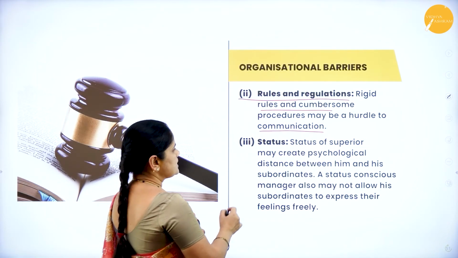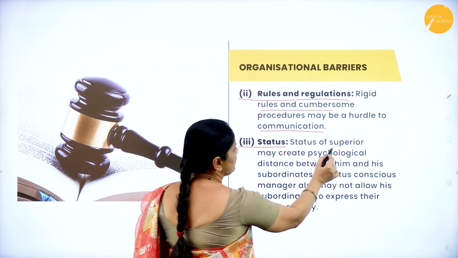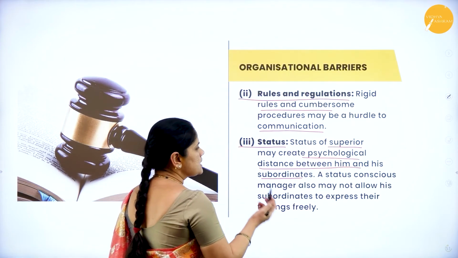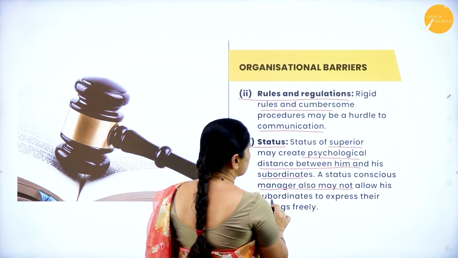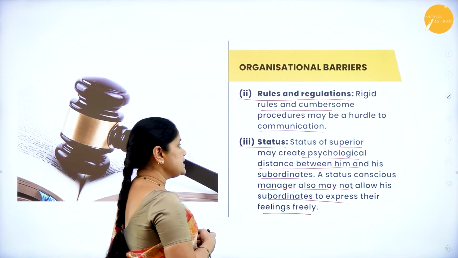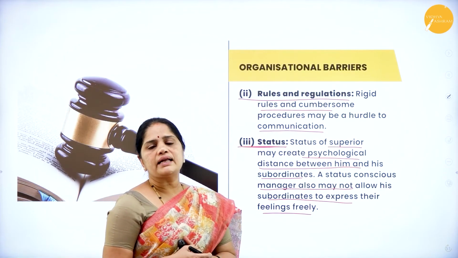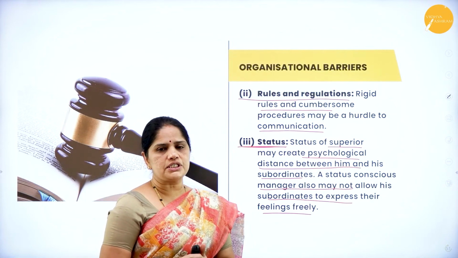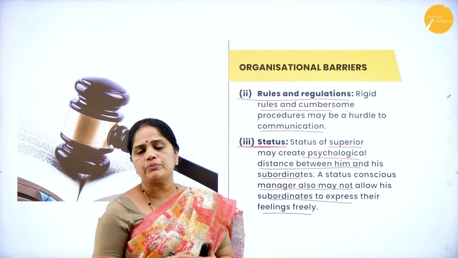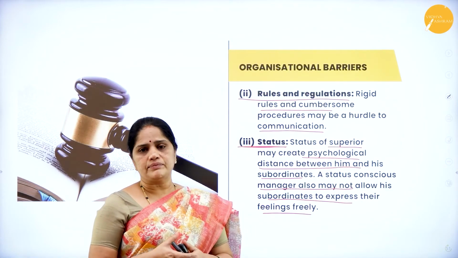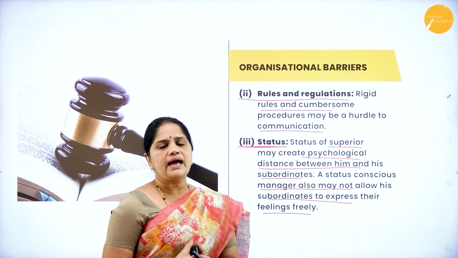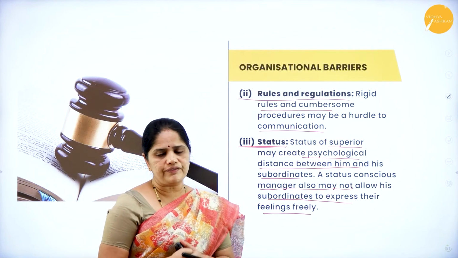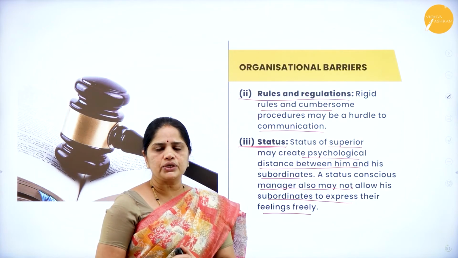Then the next organizational barrier is status. The status of the superior may create psychological distance between him and his subordinates. A status-conscious manager may not allow his subordinates to express their feelings freely. Now we know that all job positions have their own status, their own authority and responsibility relationships. Now, if there has to be any communication between the superior and the subordinate, there may be a superior who is more status conscious, and because of his status, he may not allow the subordinate to express his feelings freely. So, this may create a barrier to communication.